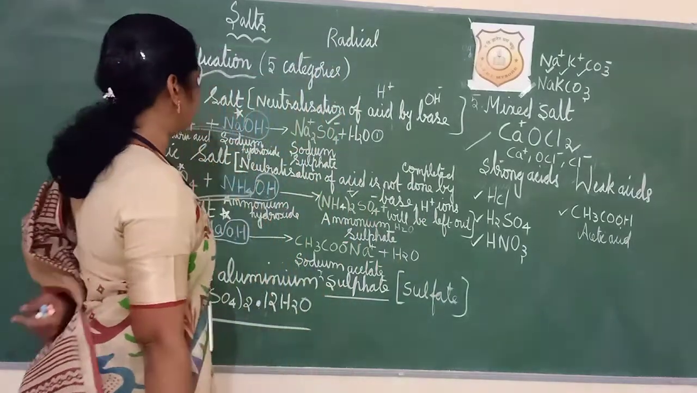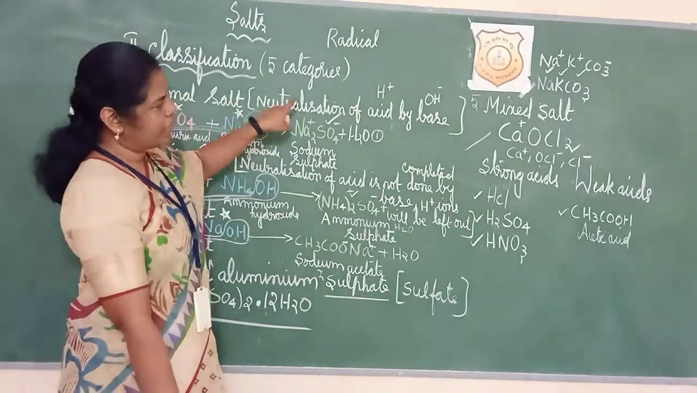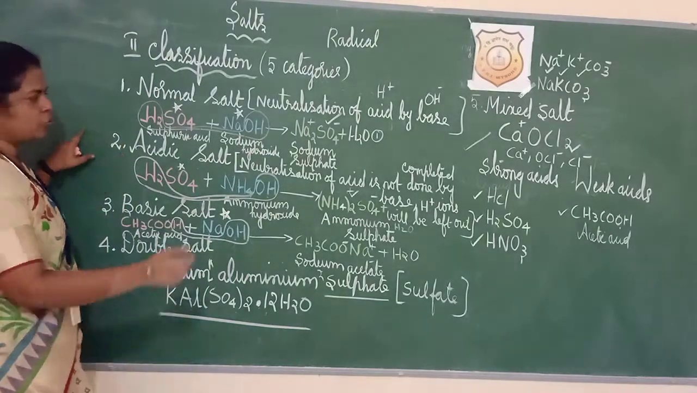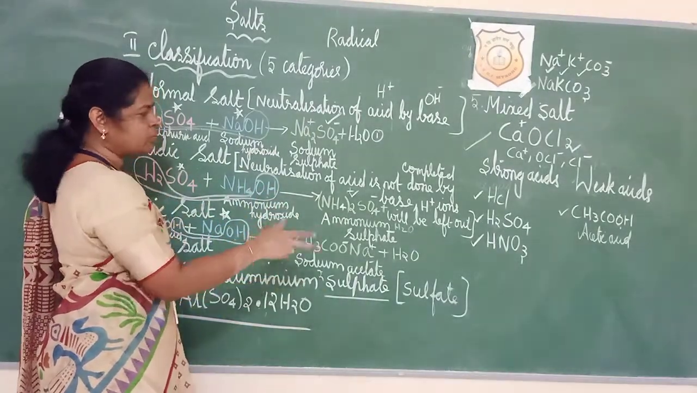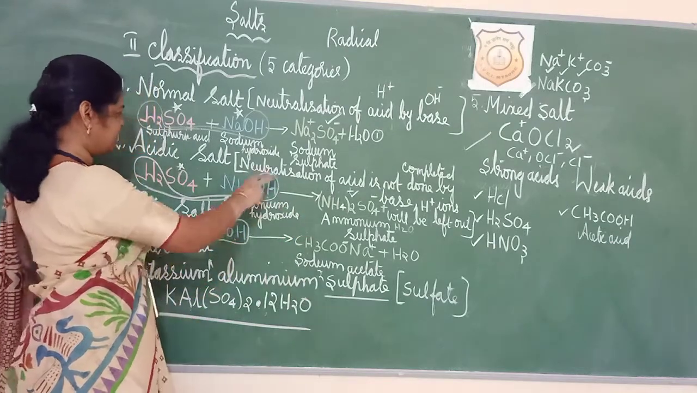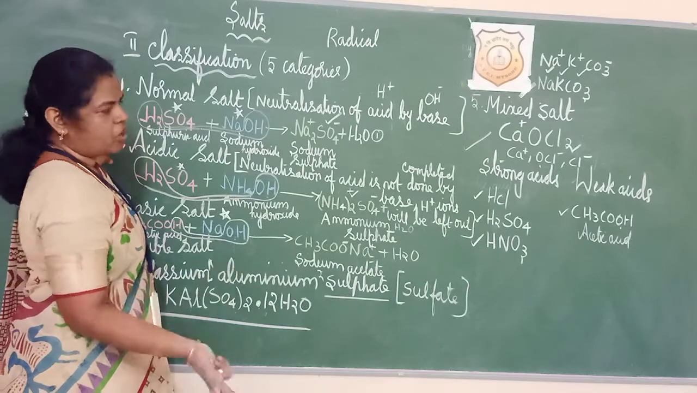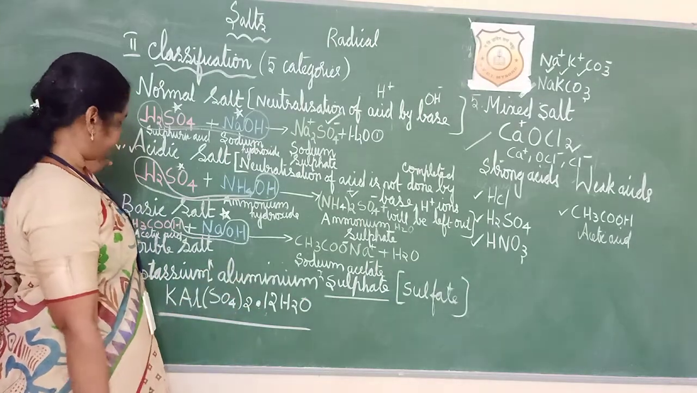Right? Shall we have a recap of what we have studied? Normal salt, neutralization of acid by base takes place. So it is neutral. In acidic salt, neutralization of acid is not done by base. It means H plus ions will be left out. Same way for basic, neutralization of base is not done by acid. It means that OH minus ions will be left out.